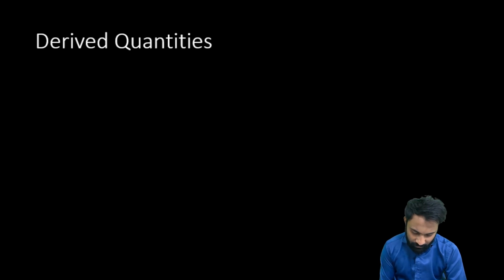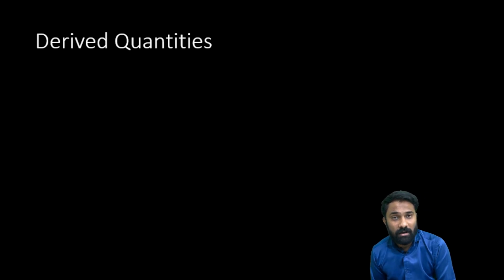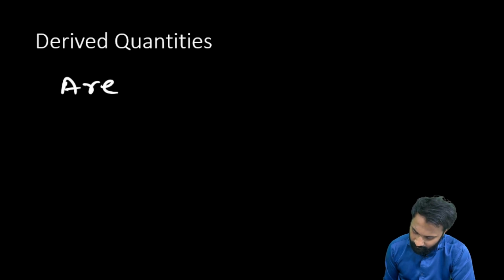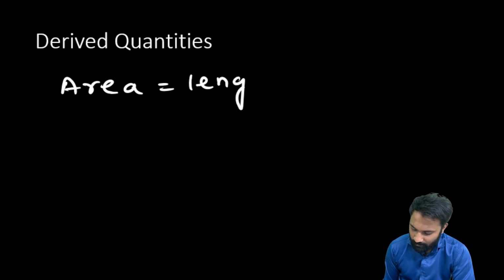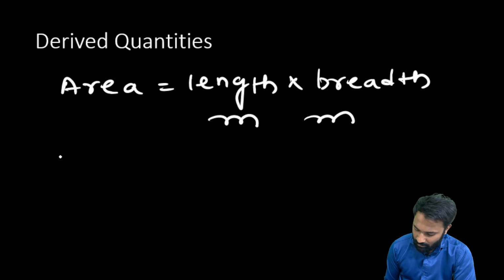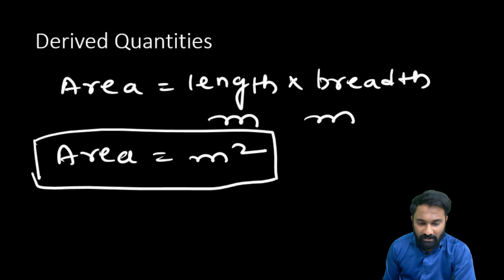Now we'll see the derived units, how we can derive them from the fundamental units. First, we are going to see area. What is area? Area is length into breadth, right? Length is in meters and breadth is also in meters, so the area unit will be meter square. Clear? Next derived unit. Now we'll see volume.